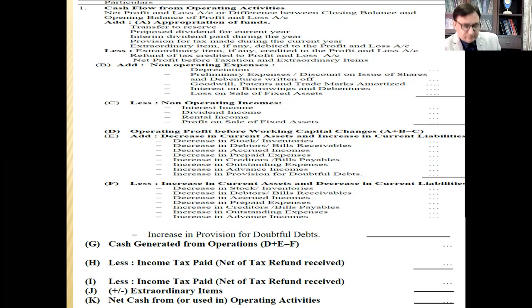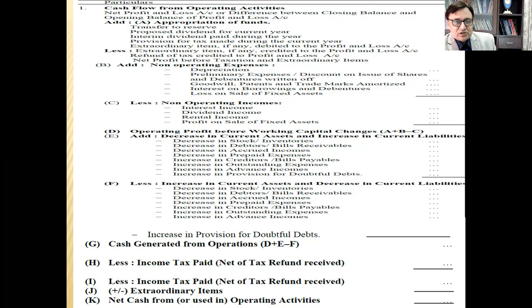In part D, we will adjust the operating profit with working capital changes. Whatever working capital changes there have been may be of two kinds. Number one, it may relate to a decrease in current assets and an increase in current liabilities. If there is a decrease in current assets, it means cash has been realized, so it will be added back. Similarly, if there is an increase in current liabilities, it means cash has not been paid out. So to convert it to a cash basis, we will add it back.